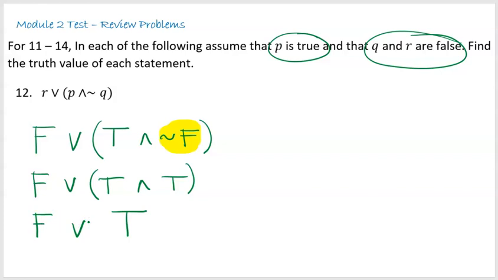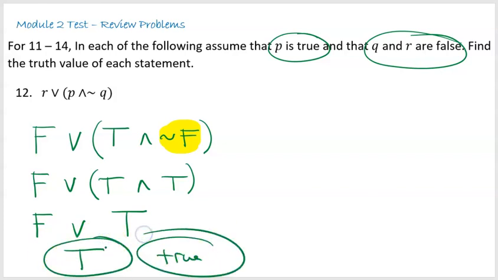Now, I still have my false statement over here, or true. Now, you have to remember how an or statement works. Ors, you only need one of the values to be true for the entire statement to be true. And so false or true is a true statement. So we know that number 12 is true.